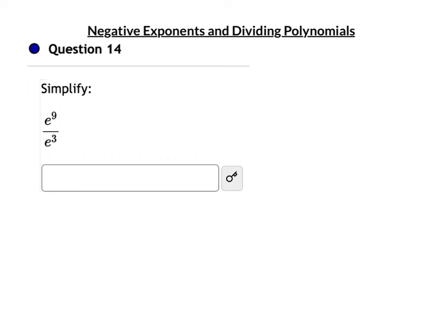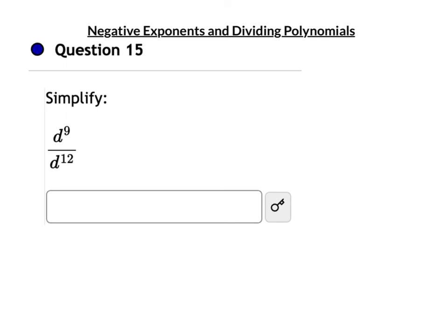Question 14. No more negative powers, although you could do these with negative powers, but I'm just going to cancel. In this case, you wouldn't have a negative power. You can cancel 3 e's from each. This becomes a 1 because they're all gone. When I cancel 3 e's above, I have e to the 6. I have 6 left. This is e to the 6 over 1, which is e to the 6th.